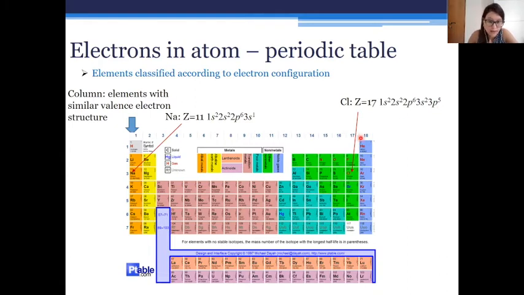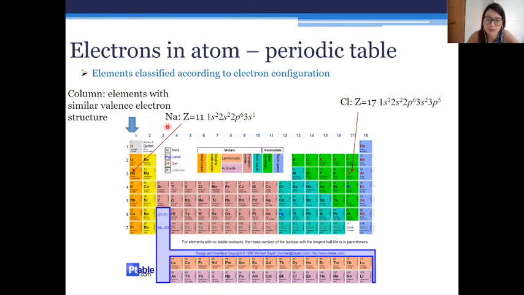So then we have on the extreme left, the first two columns: the first column is the alkali metals, and the second column is the alkaline earth metals. They have either 1 or 2 electrons in excess that they will be willing to give in order to have a stable electron configuration.